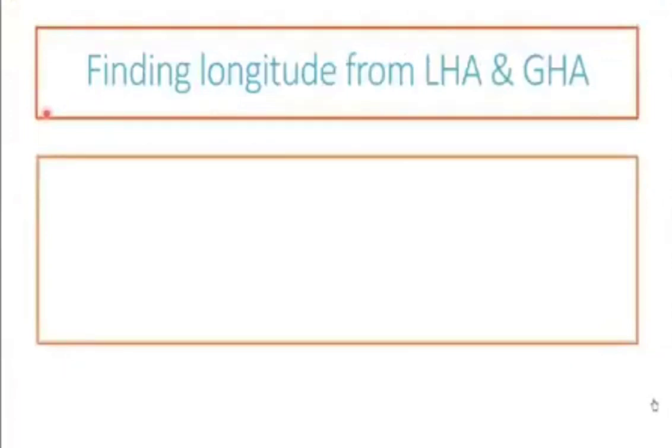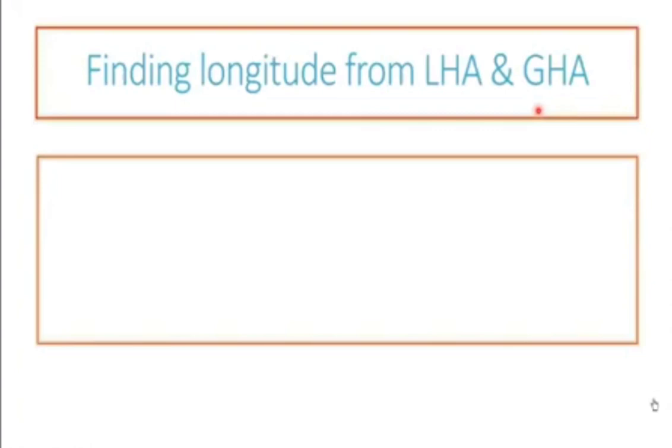Now, some candidates may have a doubt in their mind about how to compare the LHA and GHA to obtain the longitude in this question. I told you that we get the value of P from the formula, which gives us the LHA. We compare LHA and GHA and obtain the longitude. Now how to compare both of them? Should we do LHA minus GHA or GHA minus LHA, or what should we do? Or do we add them, or subtract them?